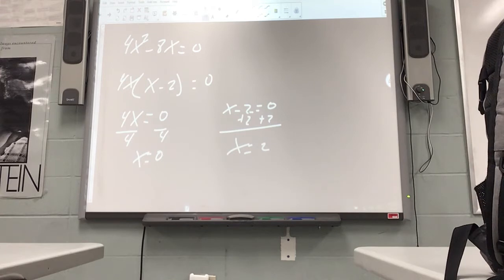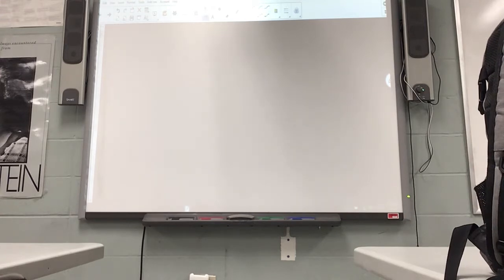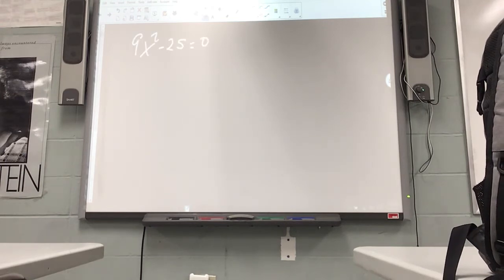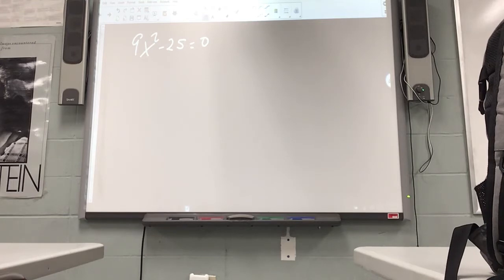Alright, let's look at another, see some difference of squares stuff here. Look at that, we got 9x squared minus 25 equals 0. Don't forget to check for a GCF. Do we have a GCF? Yes, 3. 3 won't go evenly into 25. Oh, what am I saying? Do they both have an x? We had one like that earlier, we'll take an x out. No, so we can't do anything with that.